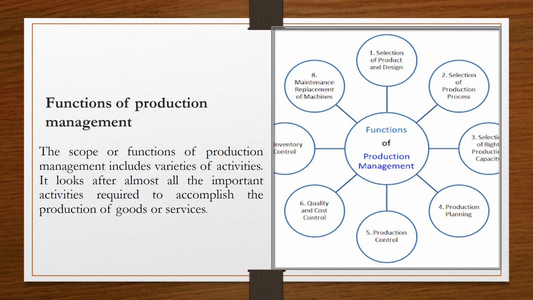The intermediate functions may be many, and we'll be seeing them further when we go through the different aspects of the syllabus. For now, what are the functions of production management? Selecting the product for design, then selecting the process, selecting the production capacity, doing the planning, taking up production control, checking the quality and cost control, managing the inventory, right? Maintaining and replacing the machines wherever required.